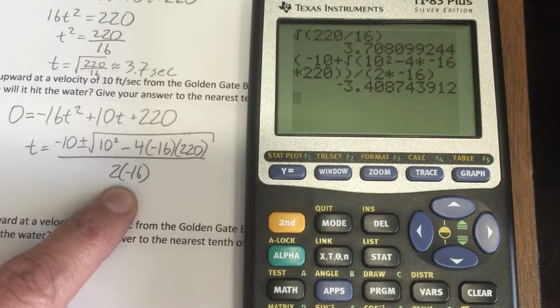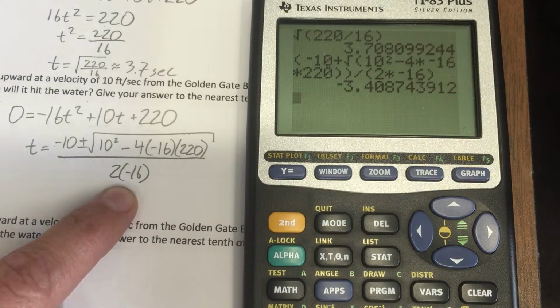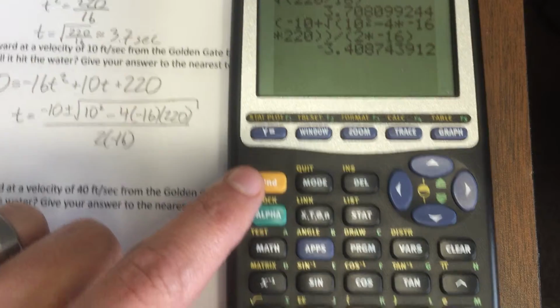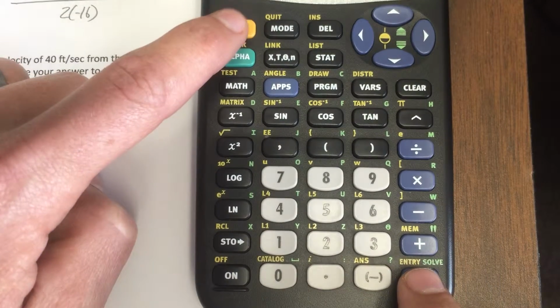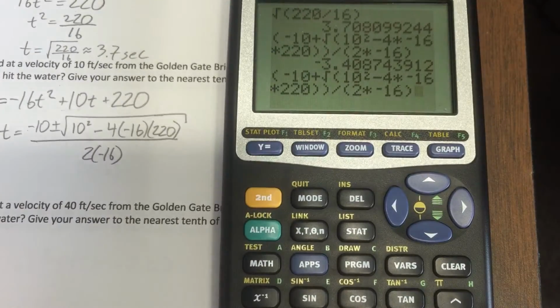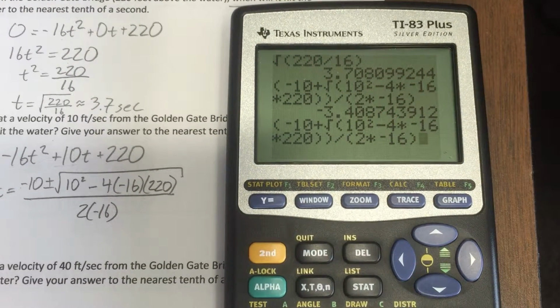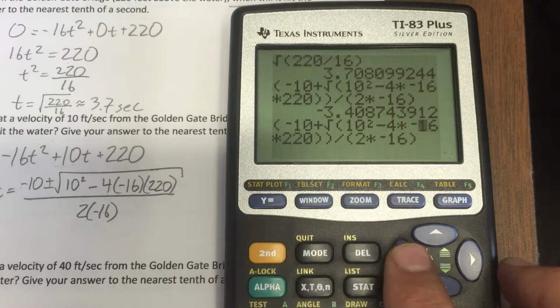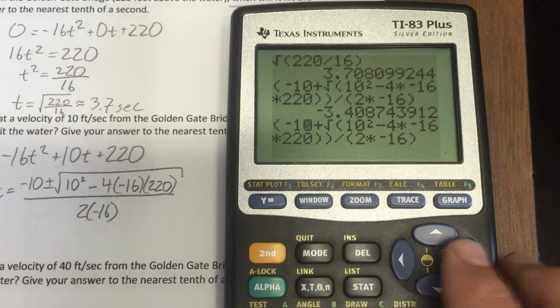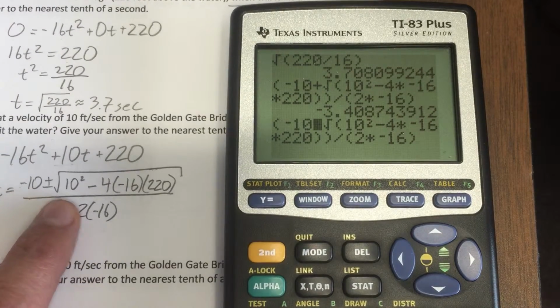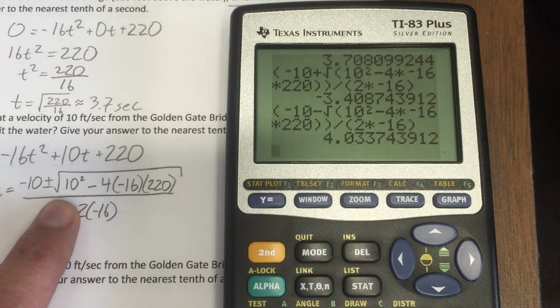So, that doesn't look so good. Negative 3.4. Okay. Well, now notice you can press second and entry on a TI-83 or 84. On a TI-30, you need to press the up arrow to get back to the initial code. And notice we had a plus or minus here, so I'm going to change this to a minus. That's the other solution. Now I get a positive solution.